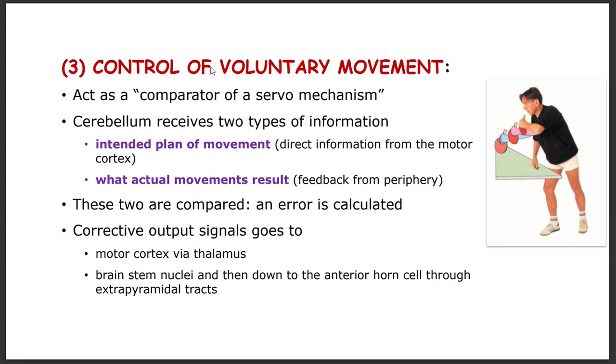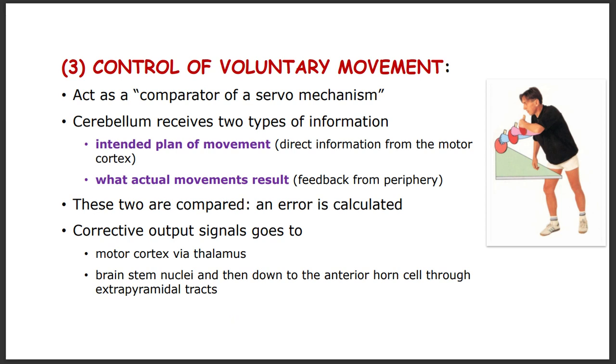So the cerebellum is going to be receiving information of two types. Number one, the intended plan of movement. So the cerebral cortex wants to initiate movement, but before it does that, it tells the cerebellum that I want to perform this movement. And then also information about what actual movement results, which is the feedback. So you've moved already, and then the cerebellum is told this is the movement that has happened. Then the two are compared, the plan and the actual movement, for an error to be calculated. And then the corrective output signal goes to the motor cortex through the thalamus, and also to the brainstem nuclei, and then down to the anterior horn through the extrapyramidal tracts.